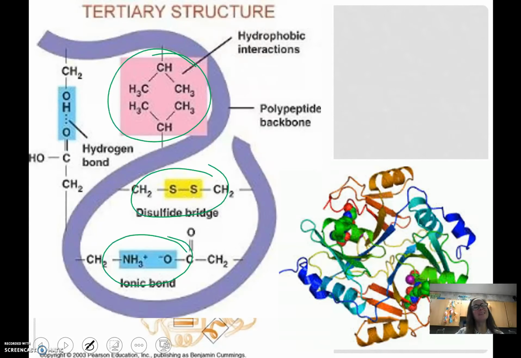Now in proteins, and a lot of things in life, but proteins in particular, shape determines function. The shape of the protein matters. How it folds up matters. You change the shape, you change the function.